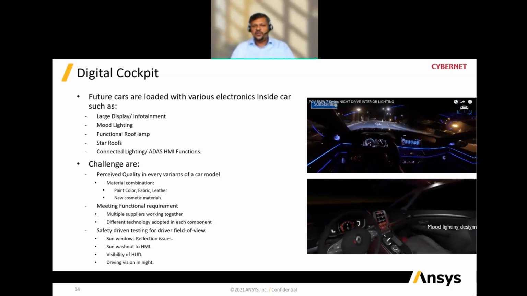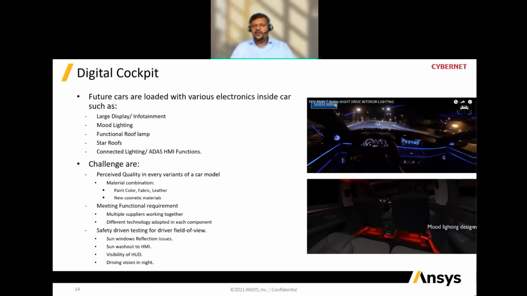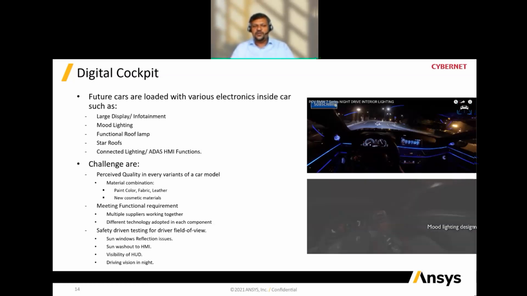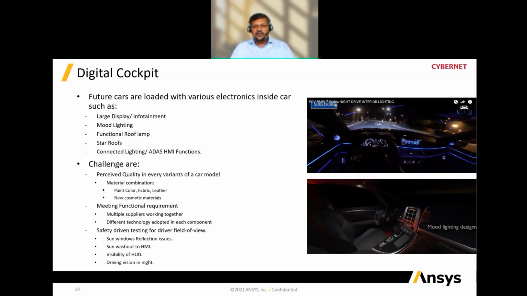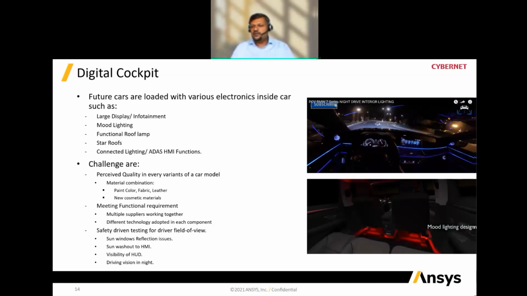So if I'm in an autonomous vehicle, and I have to keep informing the people inside the vehicle that the system is in healthy condition and is taking care of everything, how can I make this communication? That's also more important as connected lighting. And there are different roof lamp designs, star roofs, and other lighting conditions.